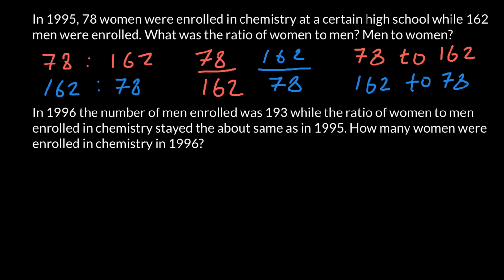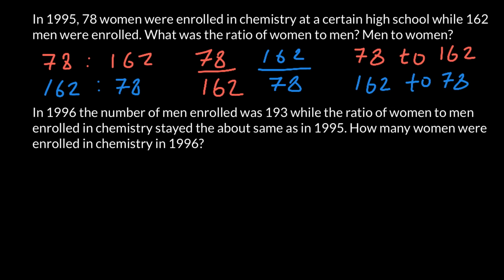Now let's read the second question. In 1996, the number of men enrolled was 193, while the ratio of women to men enrolled in chemistry stayed about the same as in 1995. How many women were enrolled in chemistry in 1996? So, again, let's build a ratio of men and women for each year.